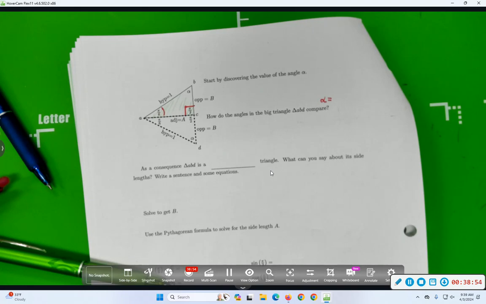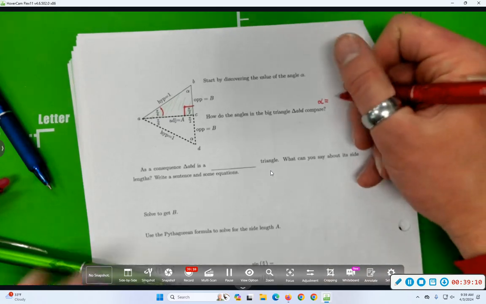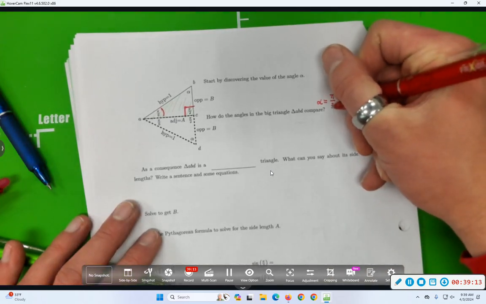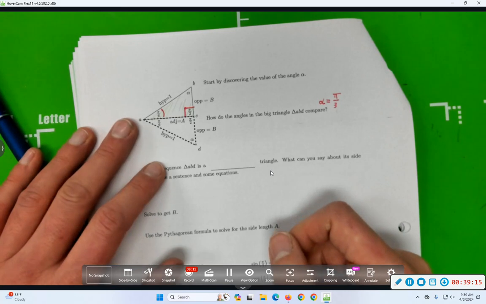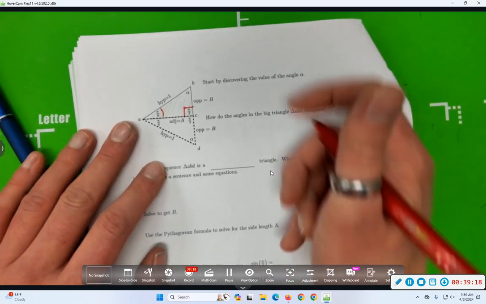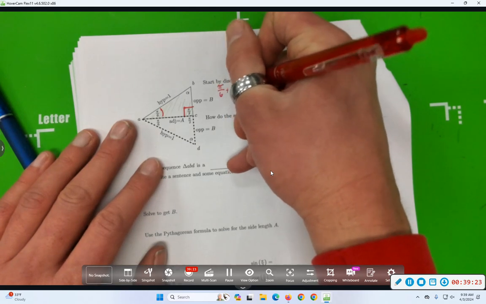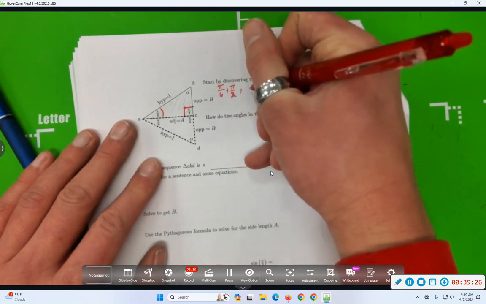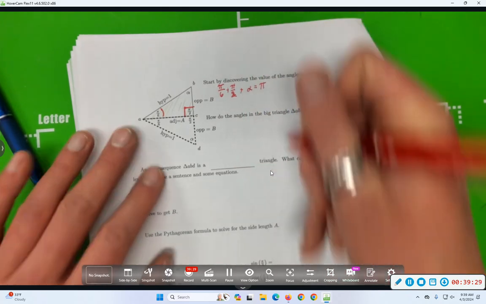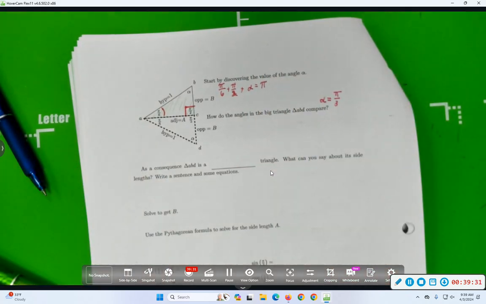And once you have the value for alpha pinned down, and maybe you've compared it with someone around you and you're feeling confident, we'll come together. Yeah, I would agree. I hold pi over 3, and the justification is that if you add these three angles up, pi over 6 plus pi over 2 plus the unknown angle alpha, they have to add up to pi. Apparently you solve that, you get pi over 3.